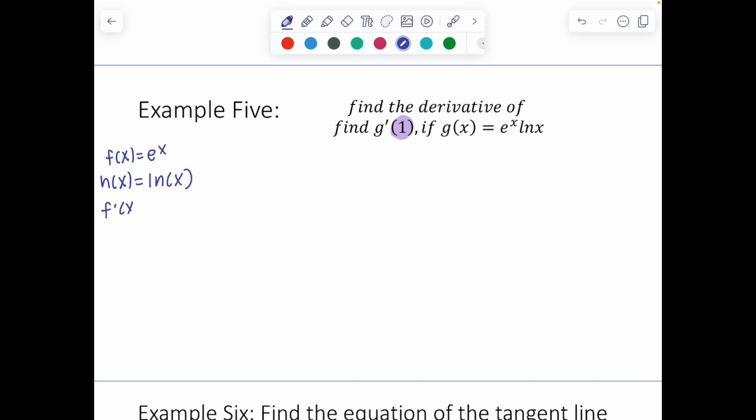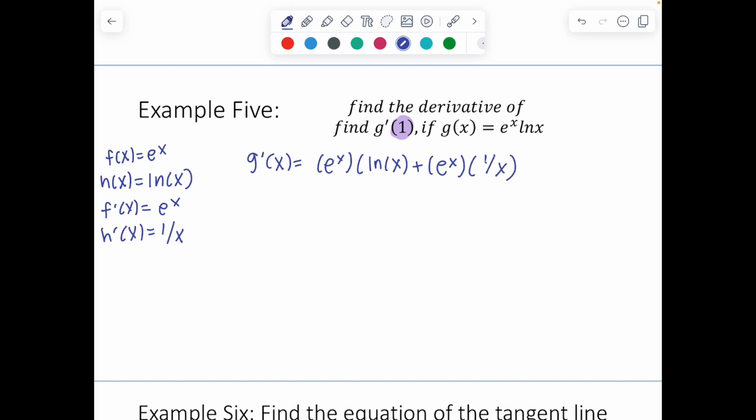The derivative of f of x is e to the x power, and then the derivative of h of x is 1 over x. And so that means that g prime of x is e to the x power times the original second, which is the natural log of x, plus the original first f function, which is e to the x, times the derivative of the second function.